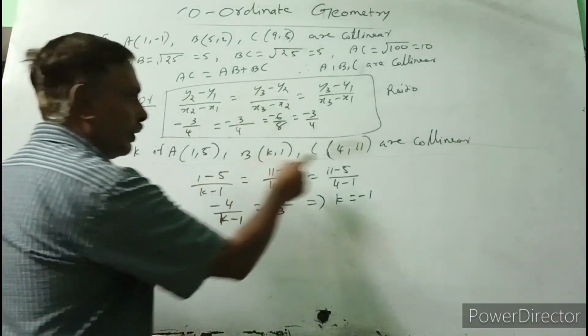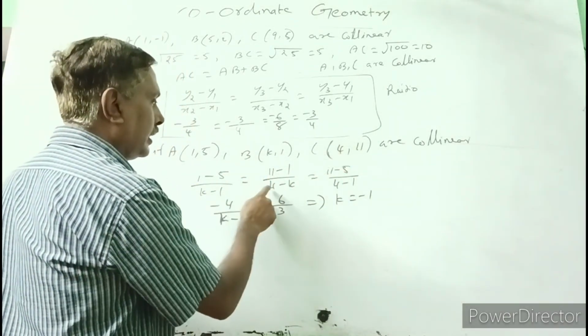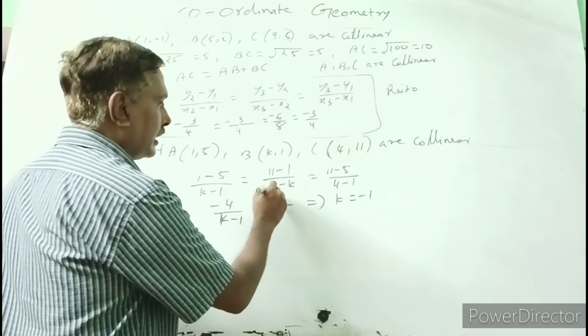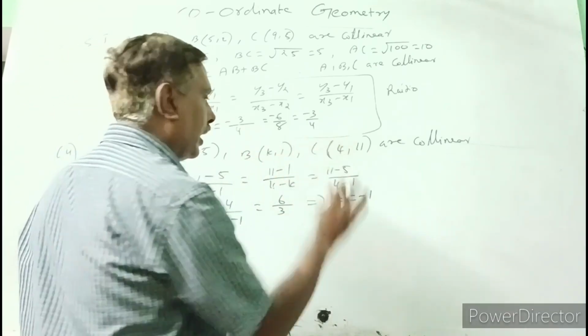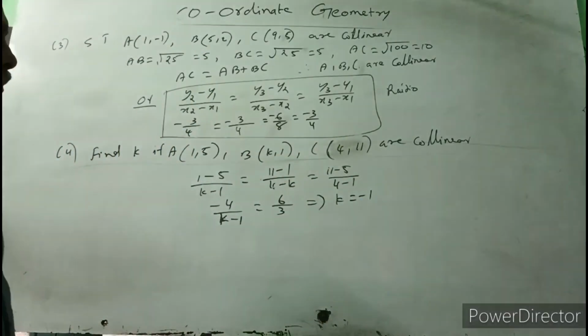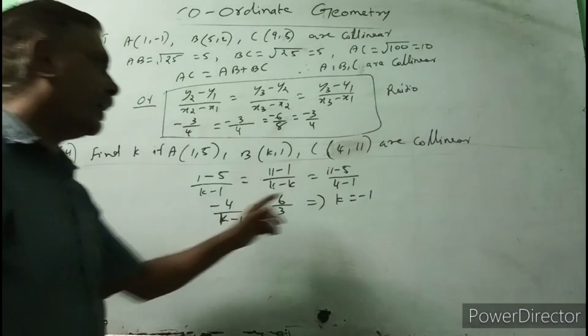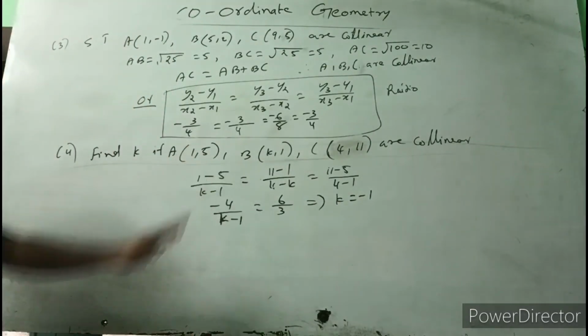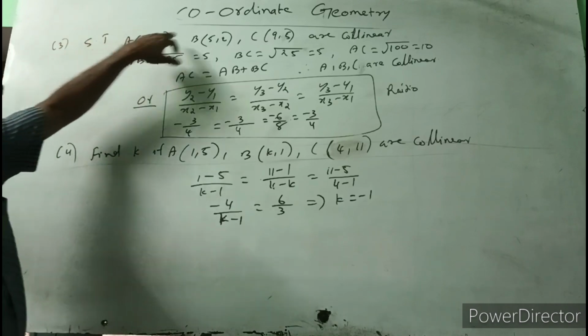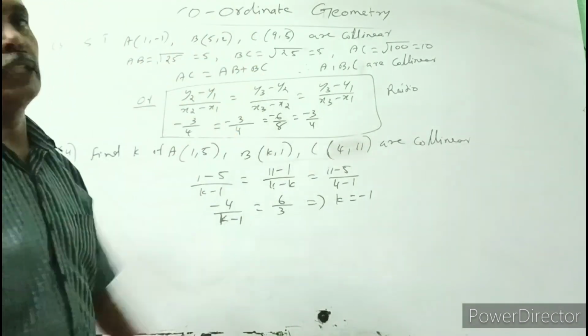I took the first one and last one because the first two contain k, while the last one does not contain k. So I equated the first and last. You will get k is equal to minus 1. For such questions you apply this ratio method. For 'show that' type of questions you apply the distance formula method.